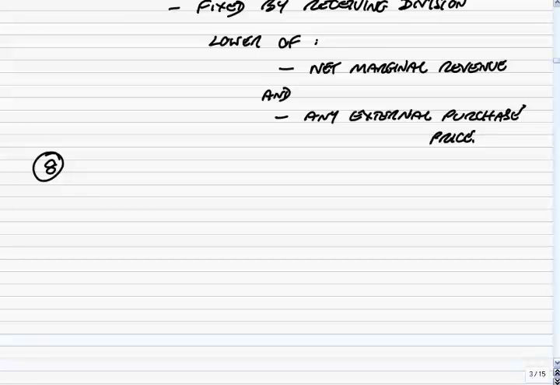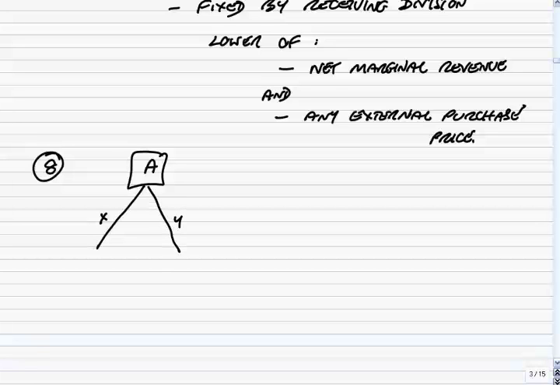All right, well, I assumed you paused and had a go yourself. Let me do it now and see whether you got it right or not. A is capable of making two products, X and Y, and both products can be sold externally. So A can make X or Y.